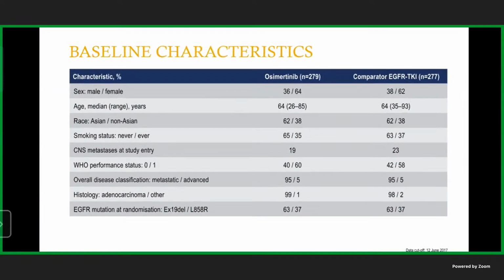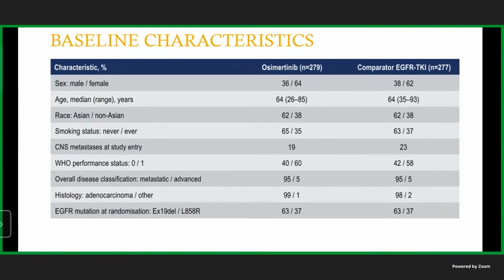So these were the baseline clinical characteristics, almost well balanced. You can see the males were less represented as compared to the females, 38% males and 54% females, median age being 64. Asians were more represented in this clinical trial. Then smoking status, 65% non-smokers and 35% smokers.